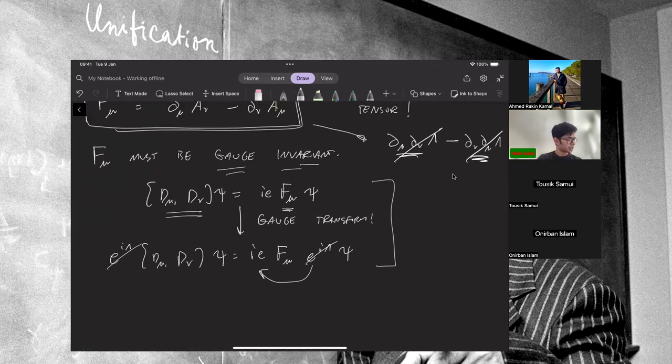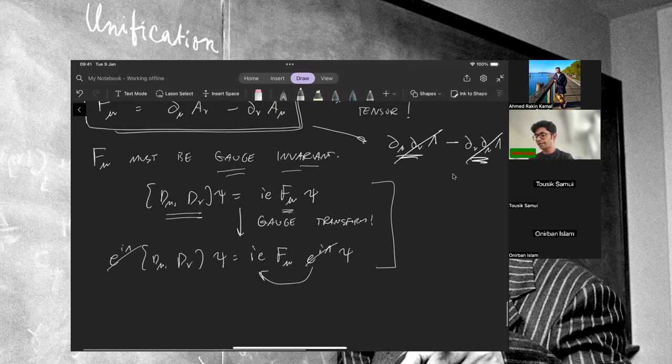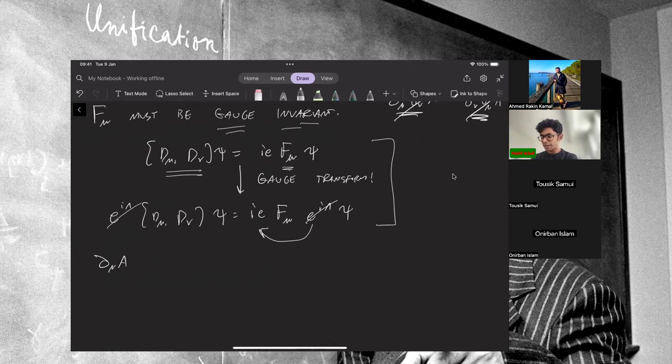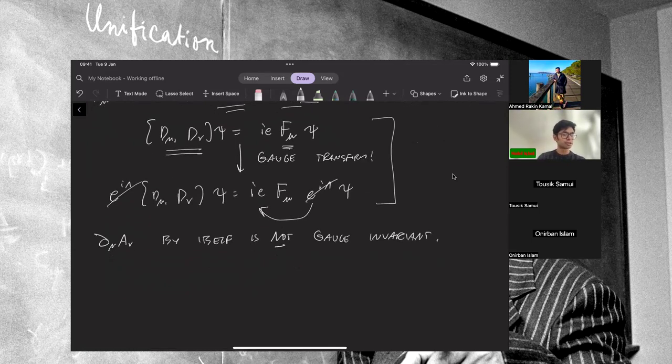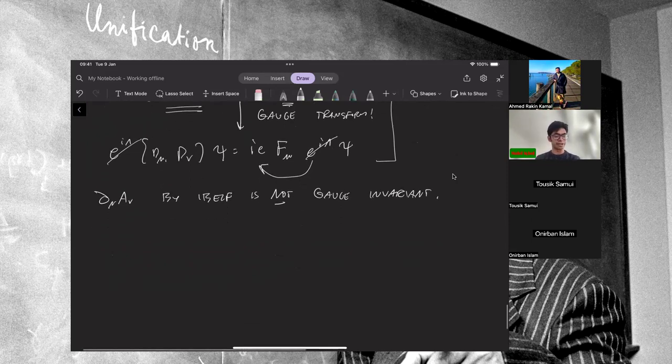Okay. So now that we know how to take a derivative of A, you can also check that, by the way, partial mu A nu by itself is not gauge invariant. You have to take this F combination if you want to take a derivative of A. Then we can now write down the most general gauge invariant action involving our friends A and psi. Well, it's not quite the most general, but let me say the most general. I'll qualify this in a second.